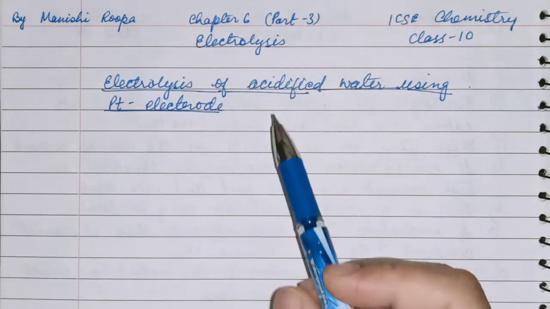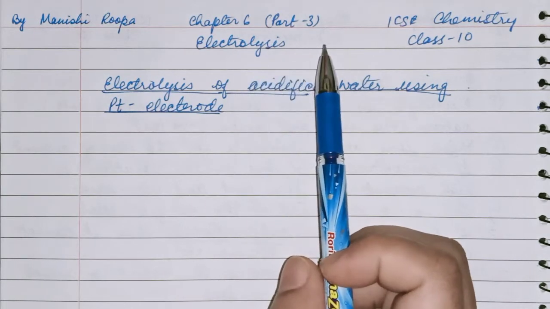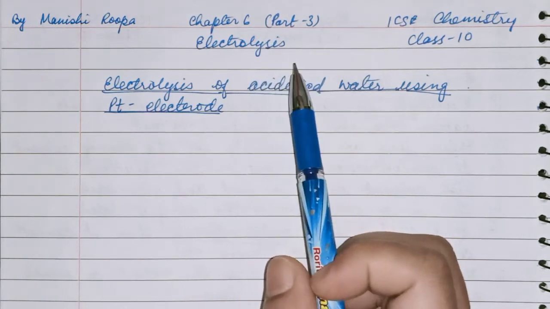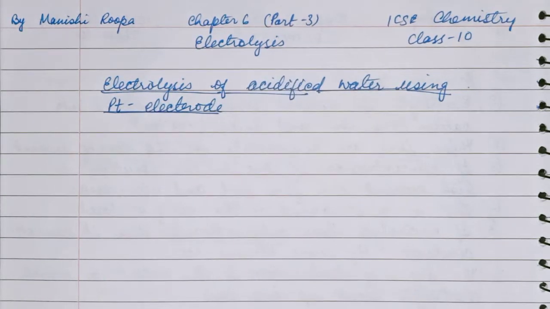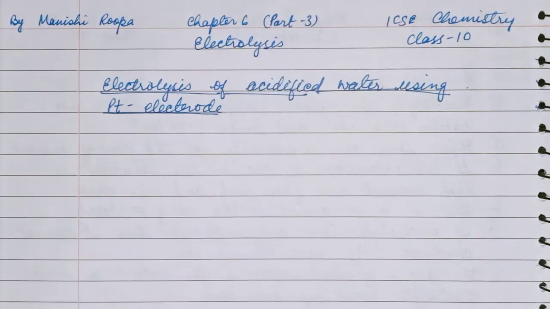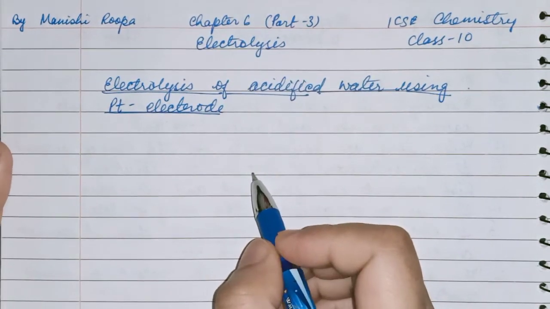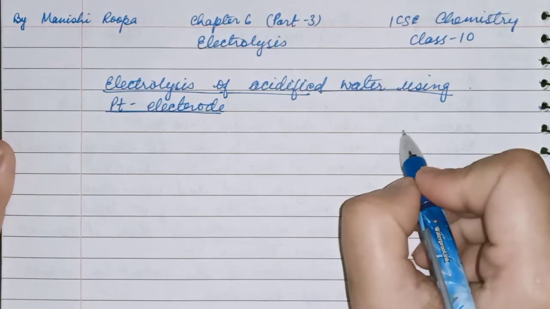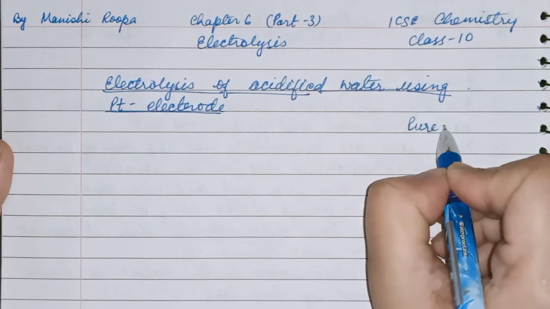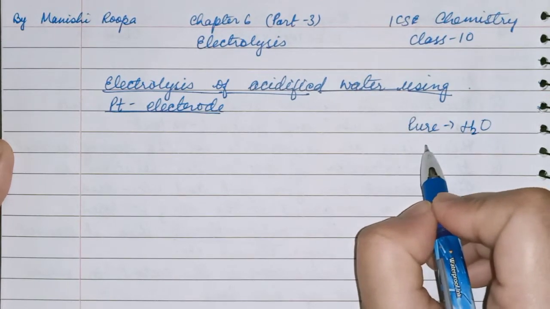Hello children, I am here with another part of electrolysis, and in this part we will discuss the electrolysis of acidified water by using platinum electrode. Here we all know that pure water does not have ions in it. It does not conduct electricity.